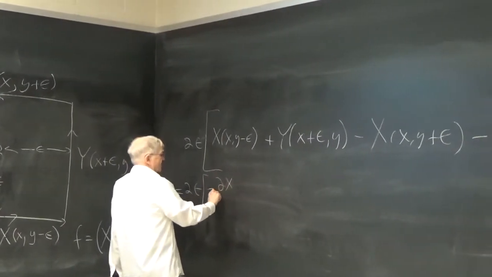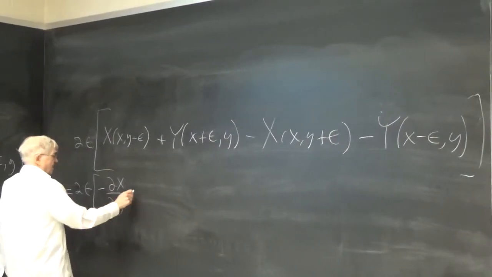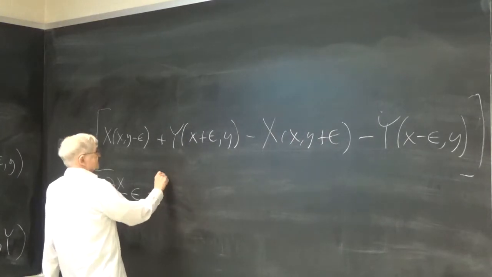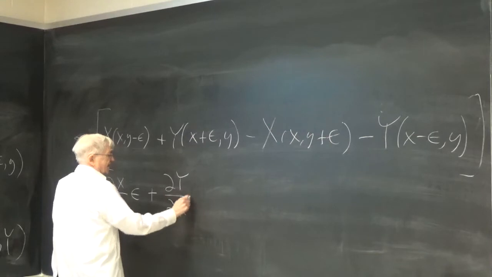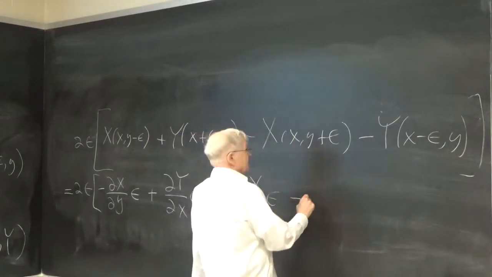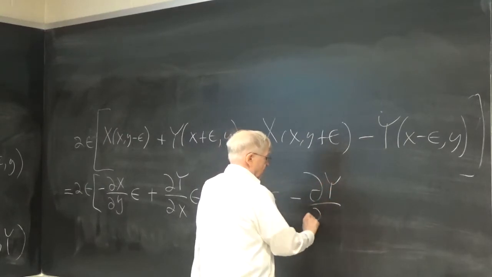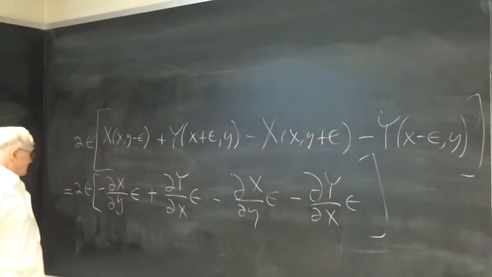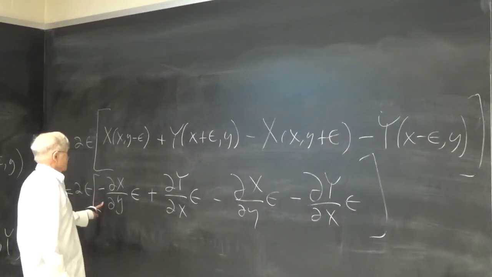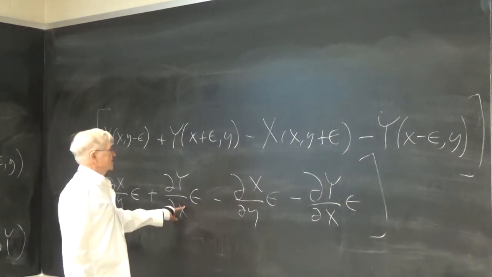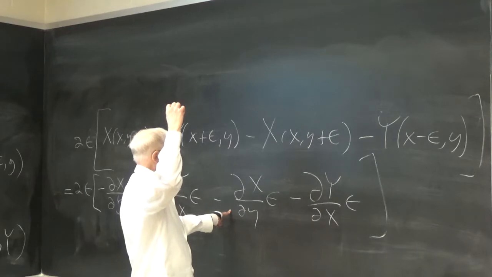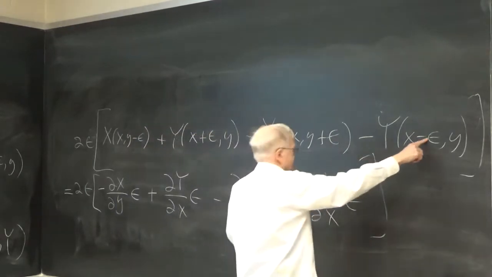Now what's this? This is minus the partial derivative of x with respect to y, times epsilon, because that's the difference, epsilon. This one is plus the partial of y with respect to x times epsilon. This one is minus partial x, partial y times epsilon. And this one is minus partial y, partial x times epsilon. I hope I got those minus signs right. I think I have too many minus signs. All right, let's get this straight. X here, the first x, y minus epsilon, so that's right. This one is x plus epsilon, that's right. This one is going backwards, but it's positive, so that's right. Ah, there are 2 minus signs here.